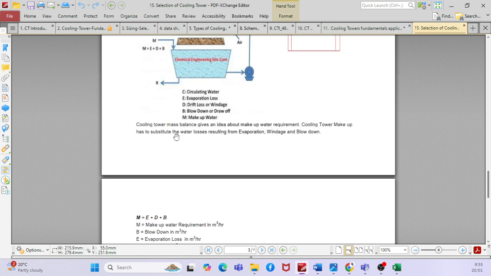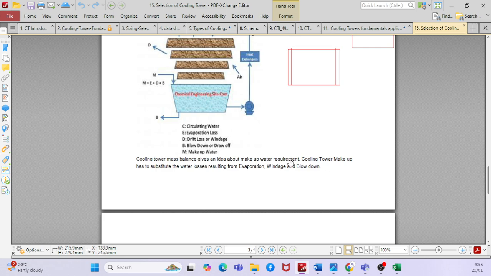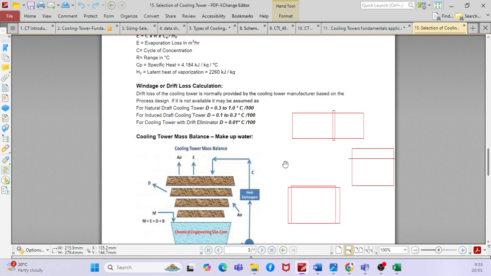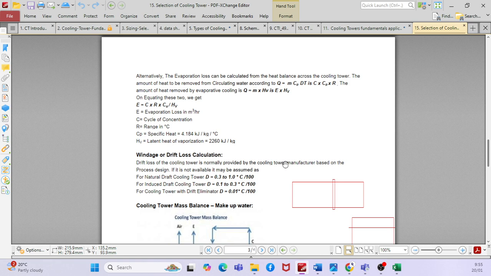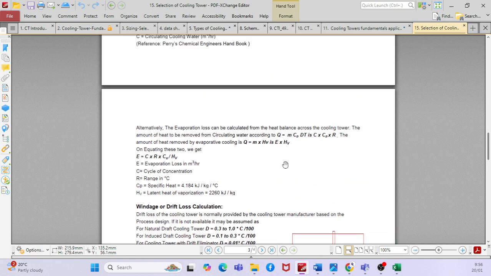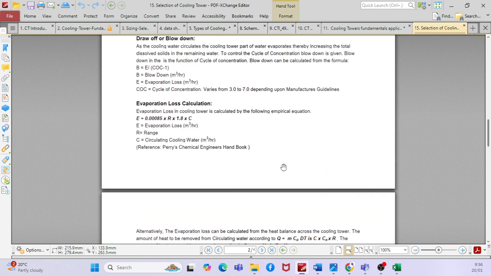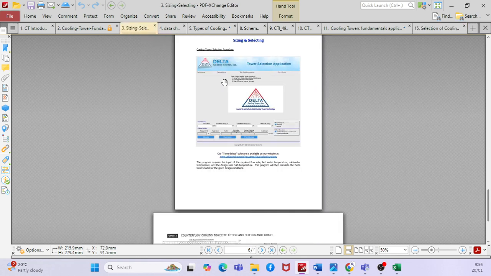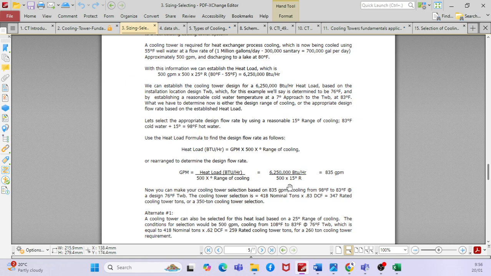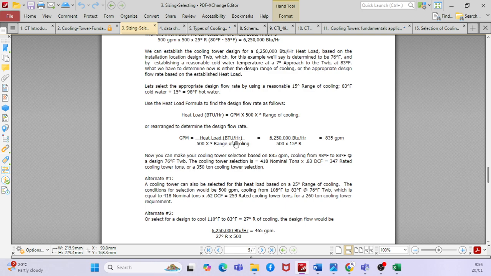So basically you will calculate cooling tower efficiency, then makeup water losses, you calculate range, you calculate approach, then you calculate the capacity of the cooling tower. Cooling tower efficiency is range divided by range plus approach, multiplied by 100. And you can also calculate the GPM: BTU per hour divided by 500 multiplied by range of cooling, which is R.